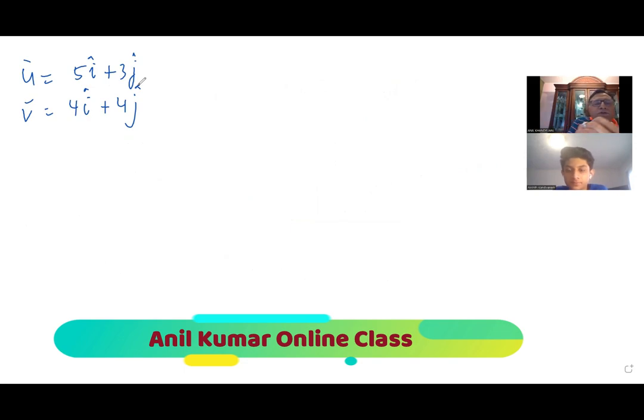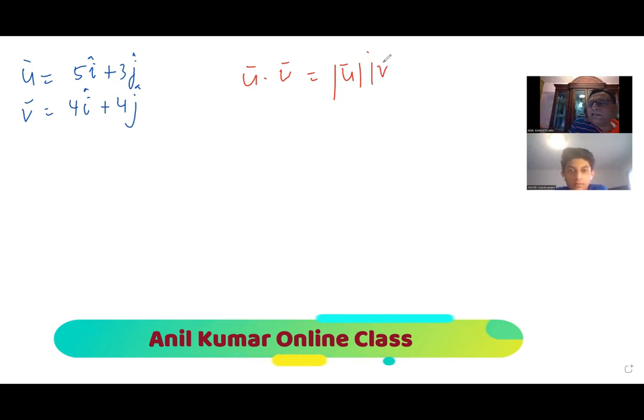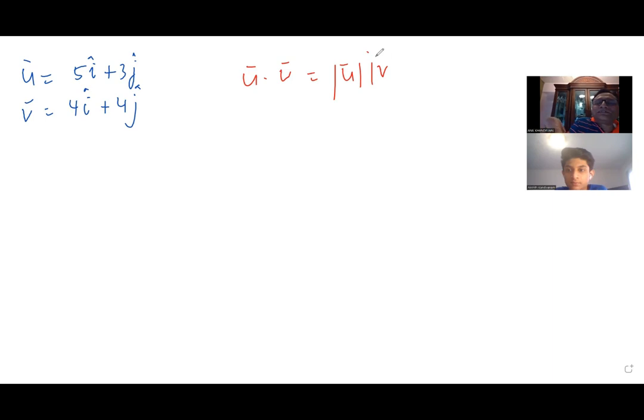Now, I also gave you the definition, that the dot product is defined as multiplying the magnitudes of the vectors. Magnitude is a scalar quantity, and cos of theta is also a scalar quantity. So you get a scalar quantity. Do you see that?